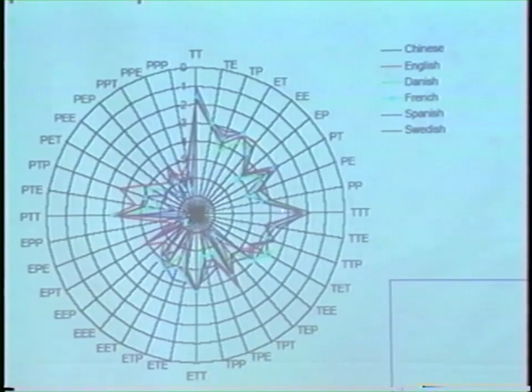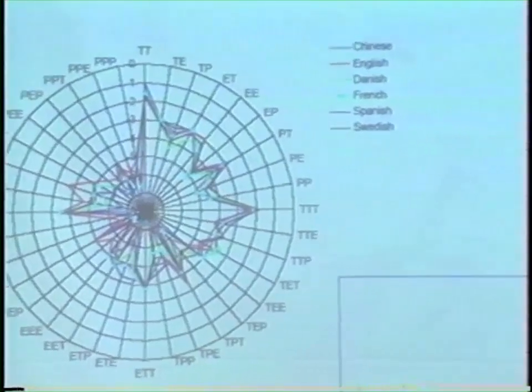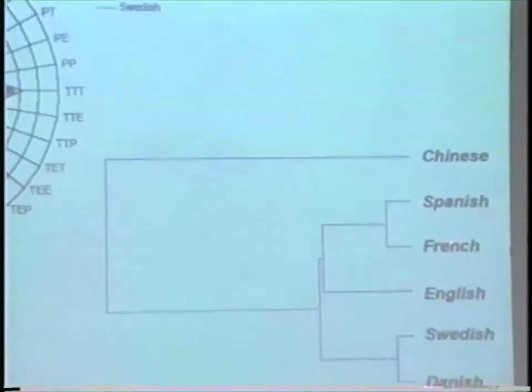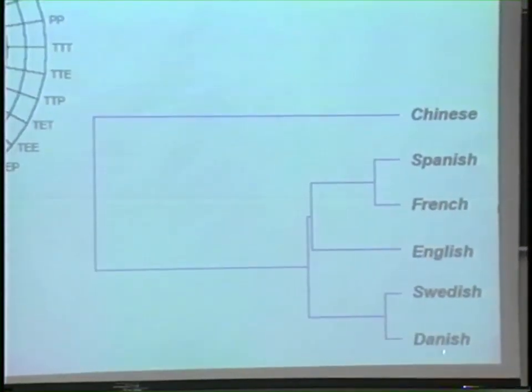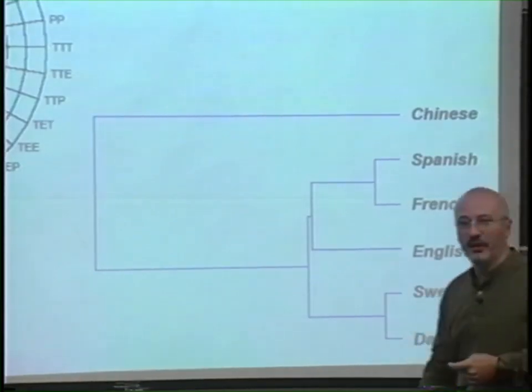You certainly get some correlations here. Collocations are very frequent in all those languages. Triple collocations are frequent and so on. When we run some clustering on this set of similarities, we get this dendrogram. We get Spanish as being the closest in this space to French, and then to English, and then Swedish and Danish, and Chinese is all alone up there.